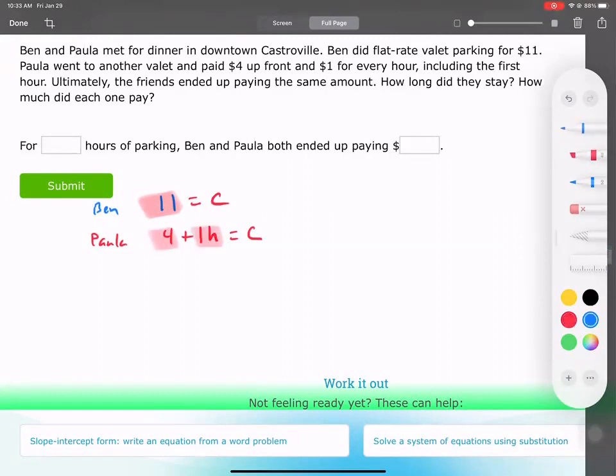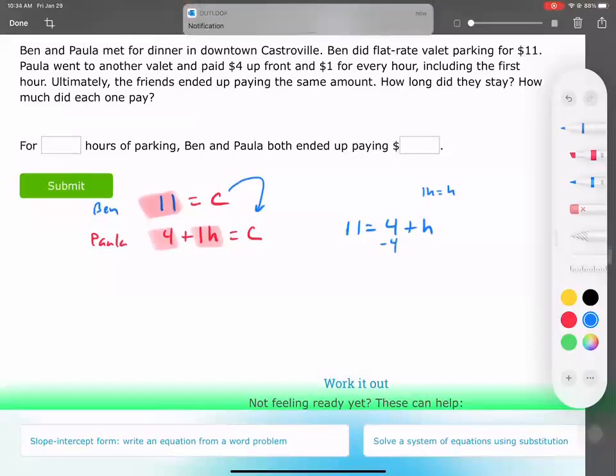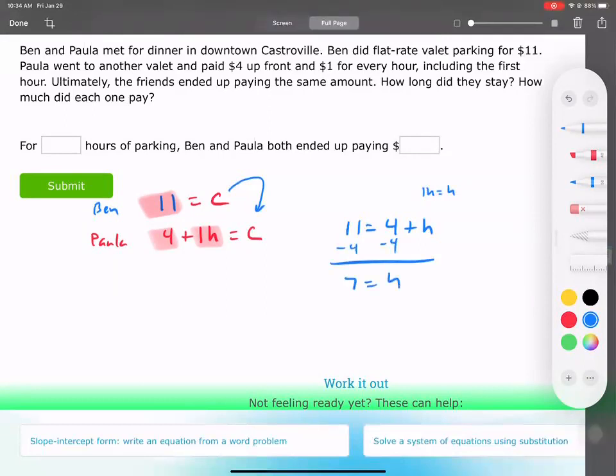Cool. This is a substitution. We can plug in our C for C, right? This is all set up for us. So 11 is equal to, what's the other C? Well, C is 4 plus, I'll call it h. 1h is simply just h. And we can just subtract that 4. 7 is equal to h. They stayed for 7 hours. Wow. That's a long dinner.